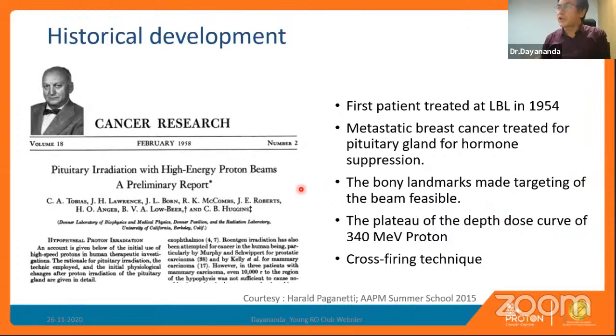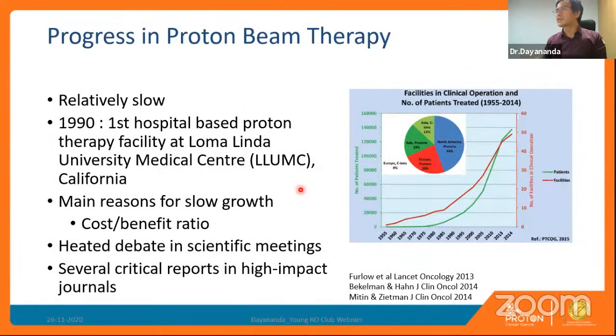If you see the progress of proton therapy, I would say that compared to conventional photon radiation therapy, the progress of proton therapy is very slow. One of the reasons is, I think, that most proton therapy was carried out in very well-controlled research trials in physics and nuclear physics laboratories, not in a clinical hospital or a clinical setup.